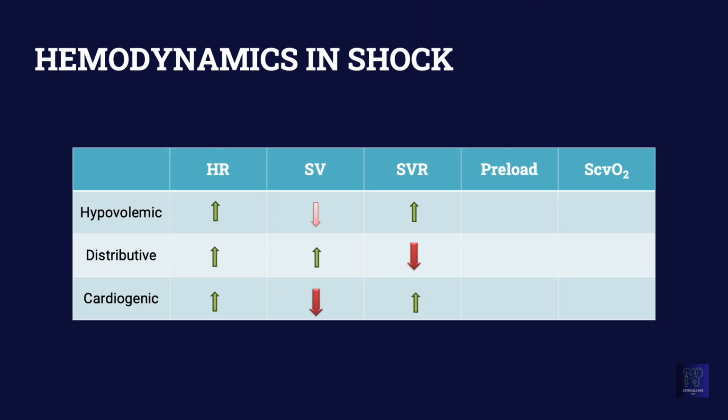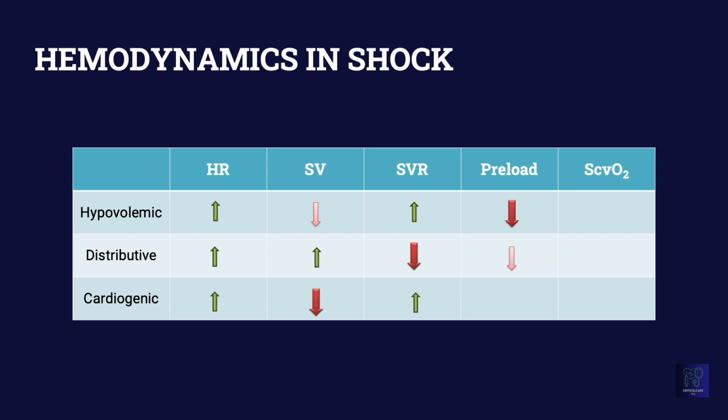The two extra pieces of information which help us differentiate between different types of shock are preload and central venous oxygen saturation. Let's start with preload. In hypovolemic shock, the predominant problem is decrease in preload, leading to decreased filling of the heart and decreased output. In distributive shock, the preload is generally going to be low. Think of it this way.